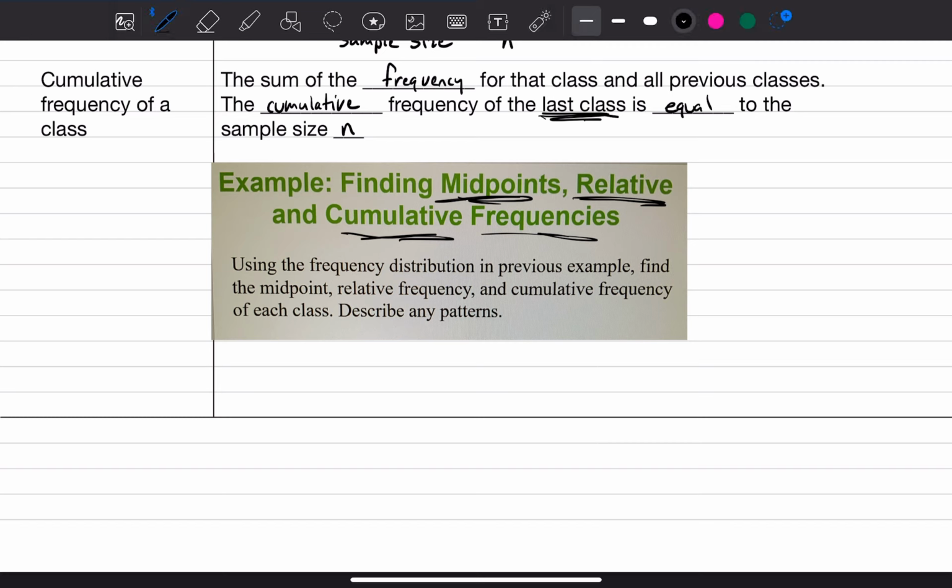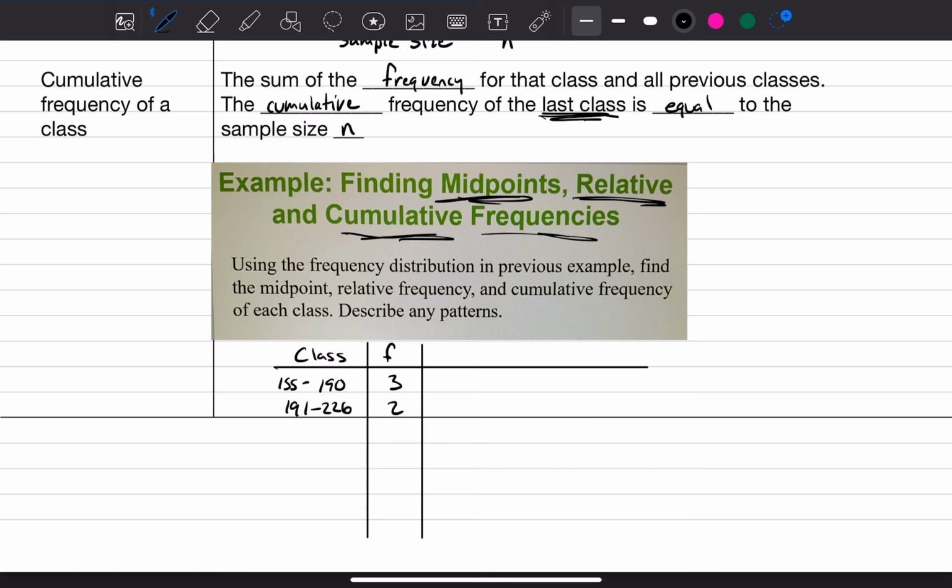All right, so we have the midpoint of the first class. I'll go ahead and do that again. So our table is going to look something like this. So the class, the frequency, and we did all this yesterday. So 155 to 190 was the first class. 3 was the frequency. 191 to 226. 2 was the frequency. 227 to 262. And 5 was the frequency. And so on and so forth. I'm not going to do the entire thing, but you guys get the point.